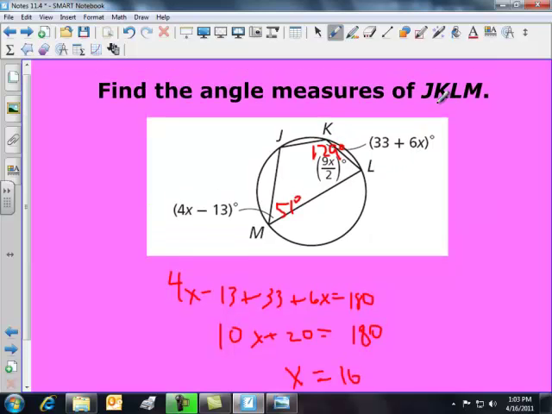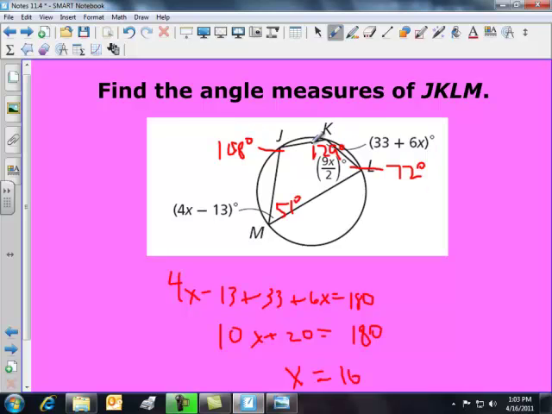Alright, again, notice we are to find all of these angle measures. Now, this 9x over 2, that is the measure of this angle right here. Well, x is 16, so if we substitute that in, we're going to get 72 degrees. And then its opposite angle would be 108 degrees. And I found that by taking the supplement of 72 degrees.